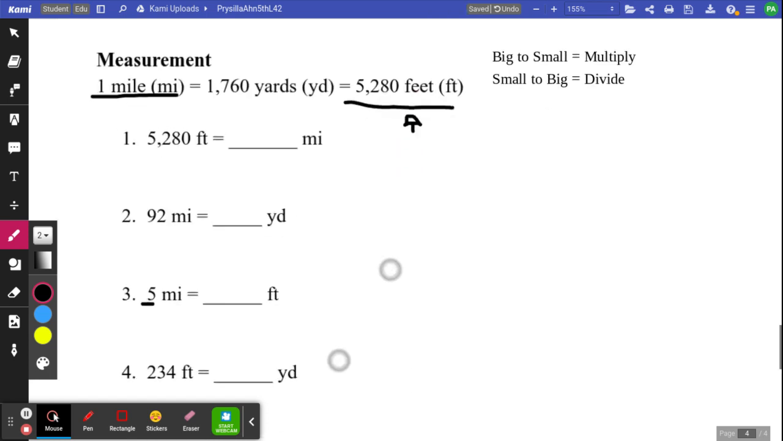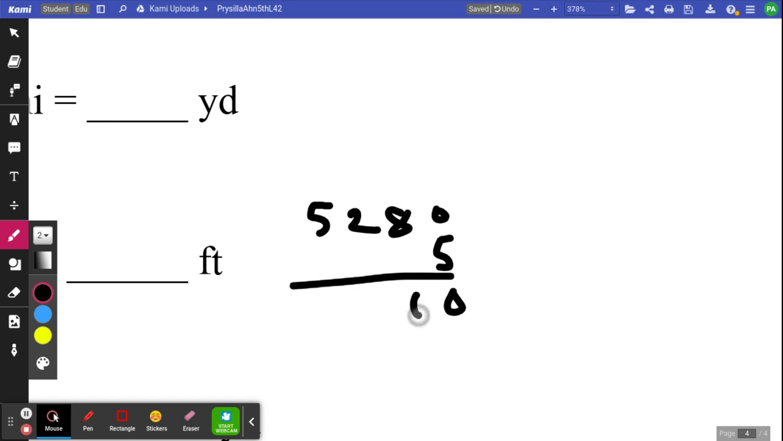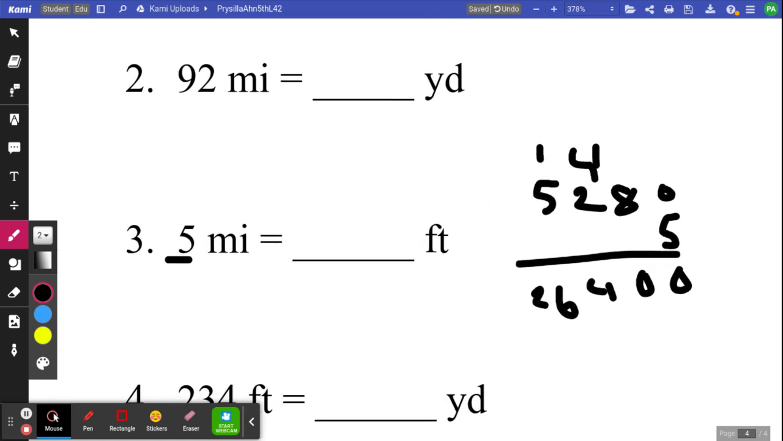So let's do it. 5,280 times 5. Let's multiply 0 times 5 is 0. 8 times 5 is 40. You get a 0. Take the 4. 2 times 5 is 10, plus 4 is 14. 5 times 5 is 25, plus 1 is 26. So what is 5 miles in feet? It's 26,400 feet.